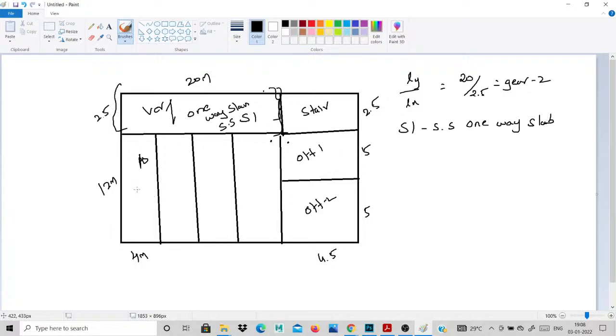Next one, this is the assembly hall. These are many continuous one-way slabs.